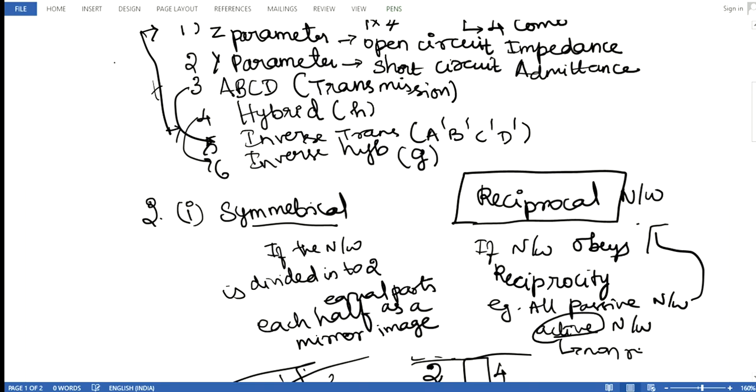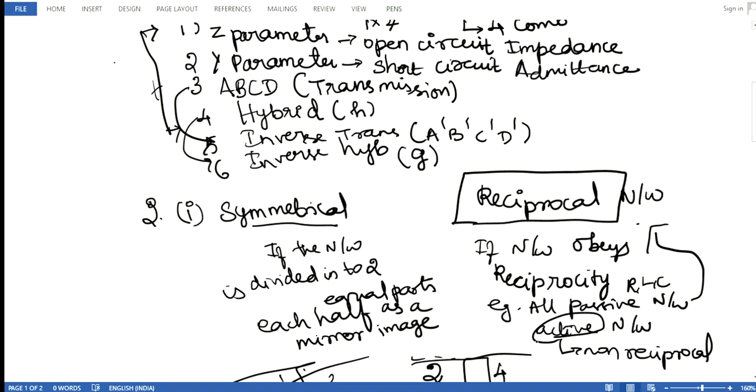Can you remember the difference between active and passive elements? Yes, very good. A passive element is one that has the ability to dissipate energy. For example, if a circuit only contains resistor, inductor or capacitor, it is called a passive network, and that passive network obeys reciprocity.